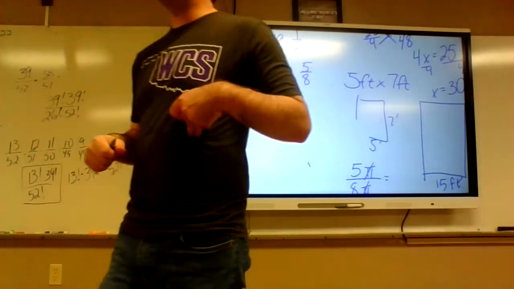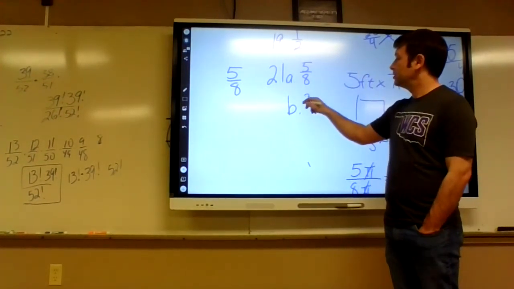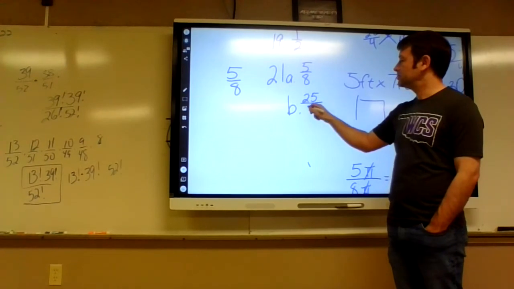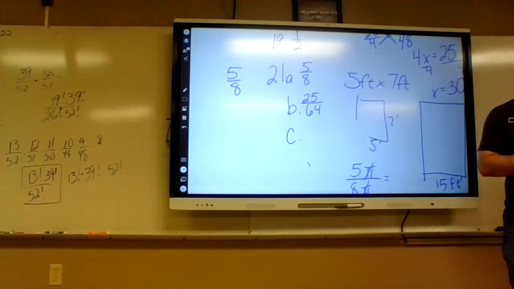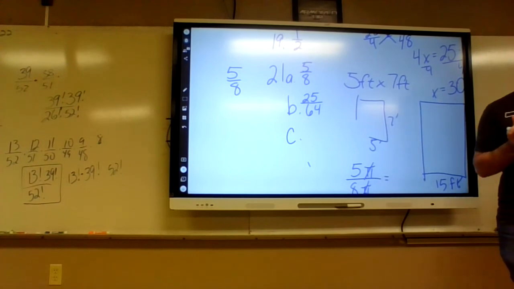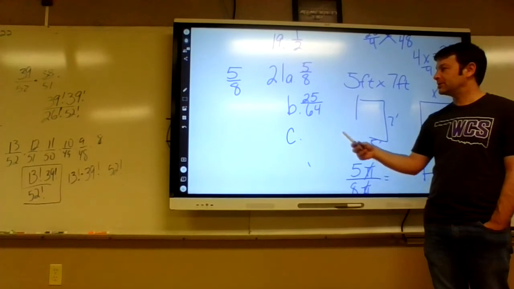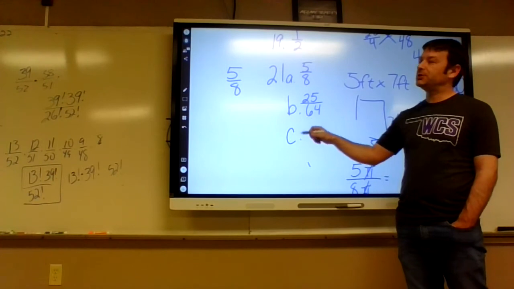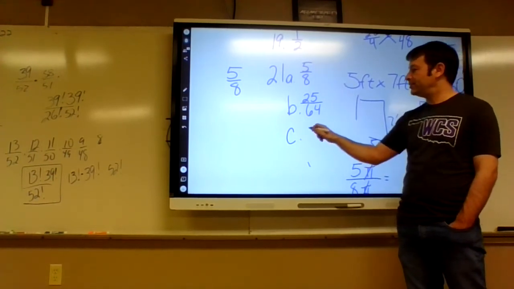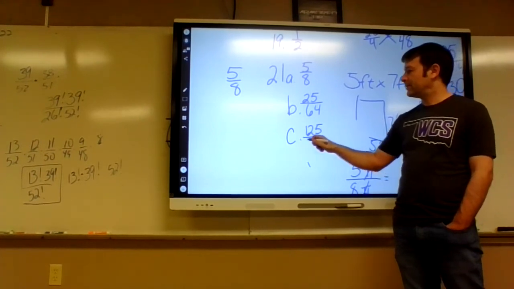B. Surface areas. What do we do to find areas? Square that guy. What's 5 squared? What's 8 squared? Do you want us to reduce it? It doesn't reduce. If the original fraction doesn't reduce, when you square or cube it, it's still not going to reduce. They asked for volumes on C, so we have to cube these two. 5 cubed is 125. What's 8 cubed? 512.